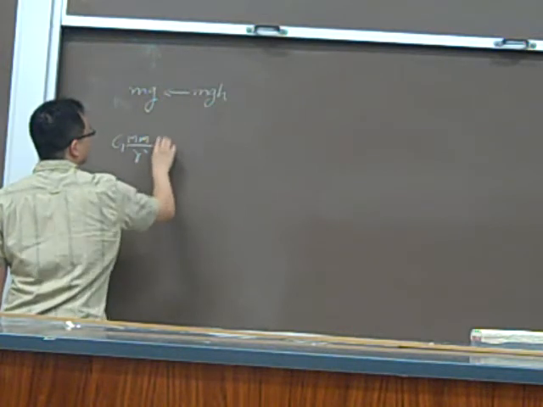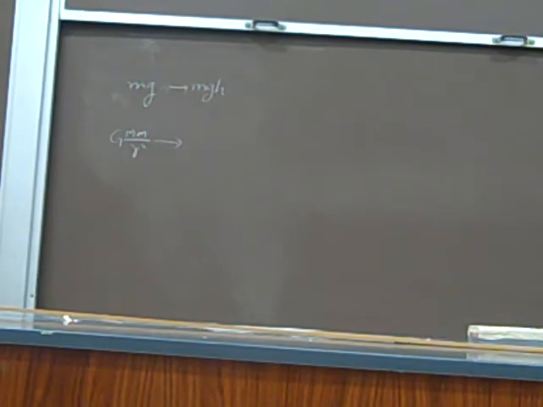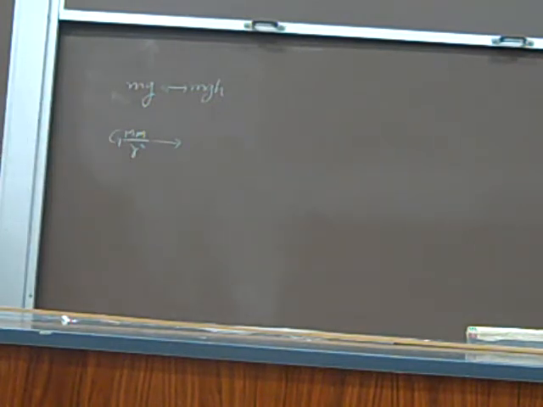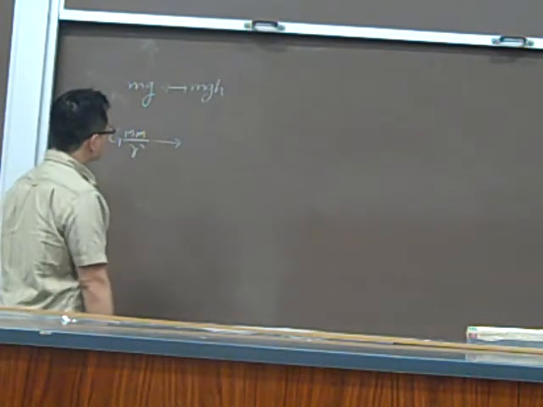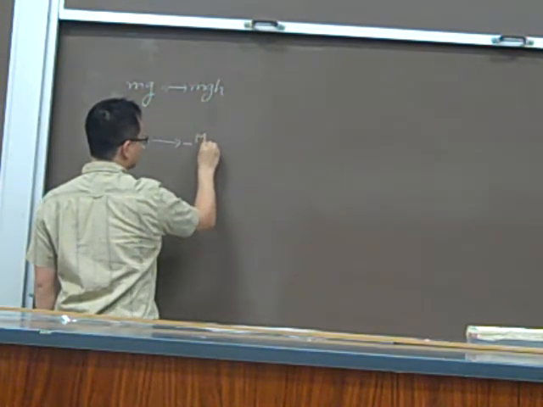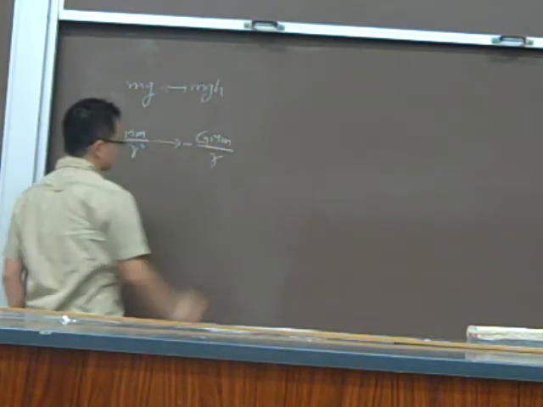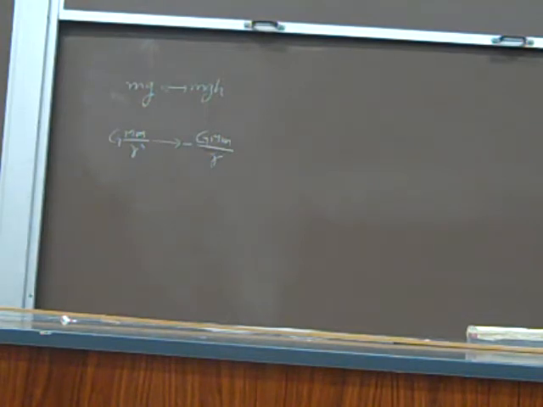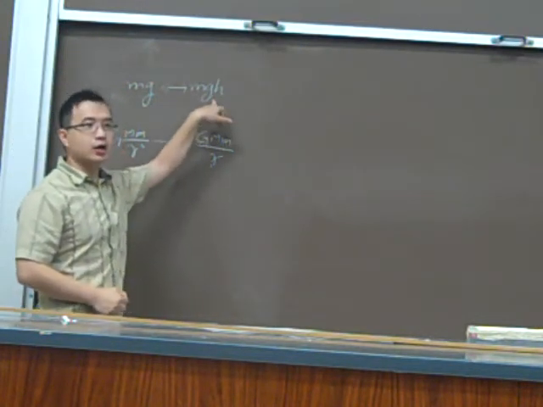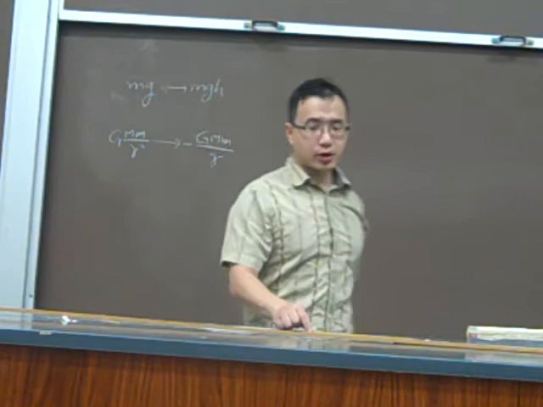That means if the object is not just located near the Earth's surface, we have to introduce a new equation to calculate the gravitational potential energy. The new equation is this one. This is a general equation for the gravitational potential energy. The other one is a special case when you're talking about some motion close to the Earth's surface.